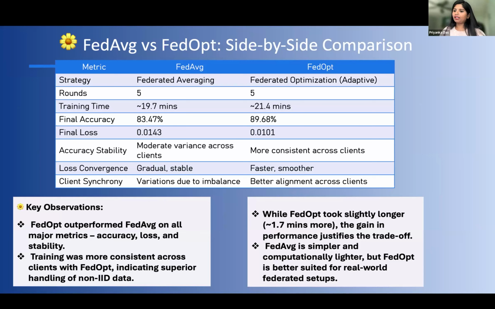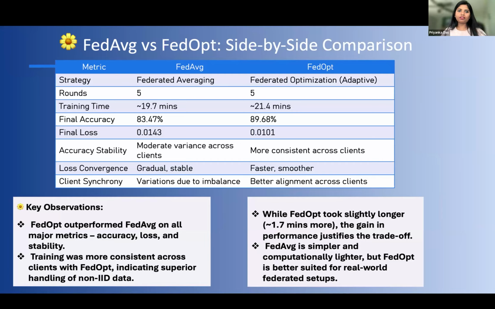It's simpler and more computationally efficient, which can be helpful in constrained environments. So the choice between the two depends on the application, whether you prioritize efficiency or robustness.